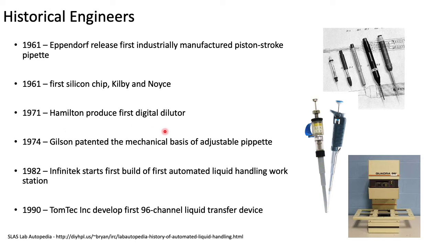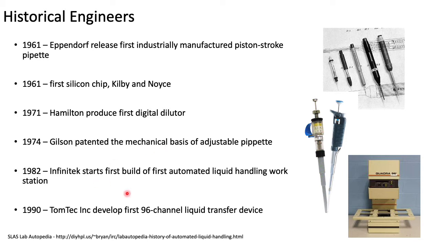And then in 1974, Gilson, who made this, was the first model of Gilson. They patented a mechanical basis of an adjustable pipette, so we could actually change the volume. It's using the piston idea, but we could change the volume, and that's what we use now in the lab, and Gilsons are quite common now.